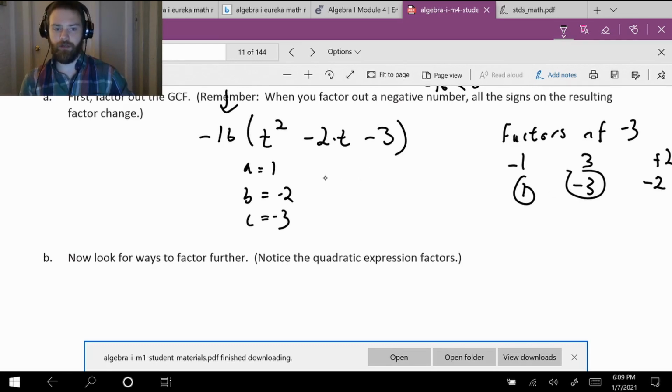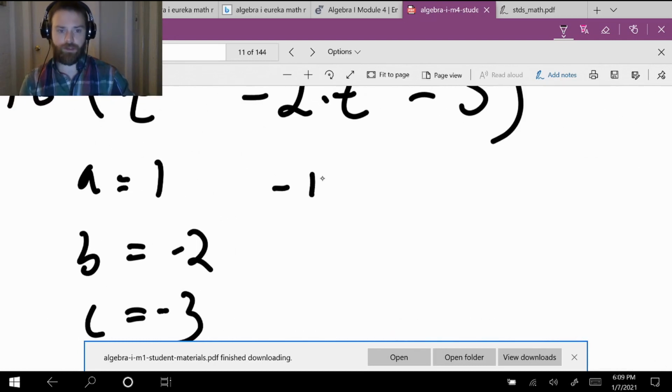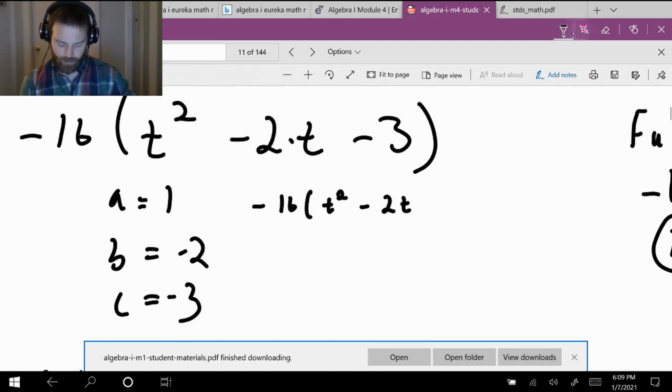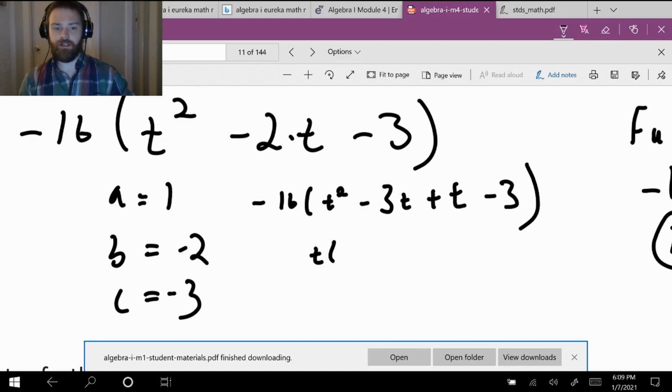So down here, let me just zoom in some. So negative 16, got t squared, minus 3t, oh no, should be minus 3t. Yeah, minus 3t plus t minus 3. And then over here I can factor a t out of these, so I've got t times t minus 3 plus parentheses t minus 3 in parentheses, negative 16 on the outside.